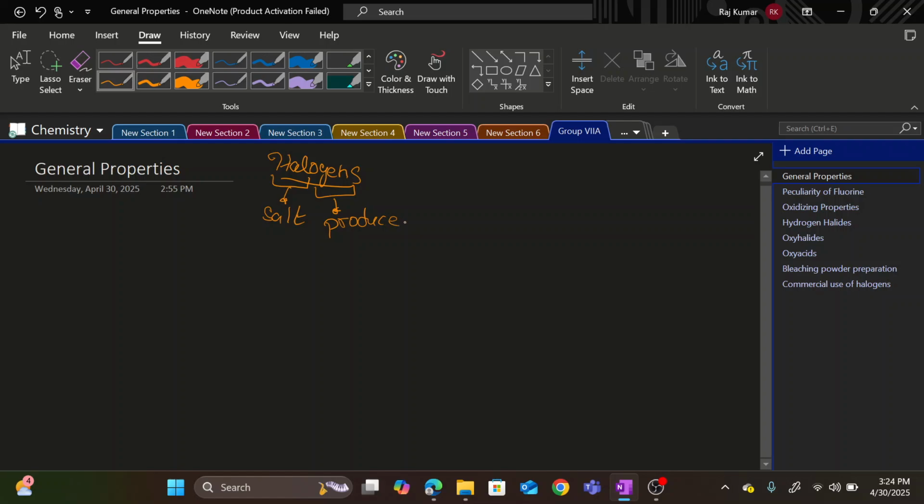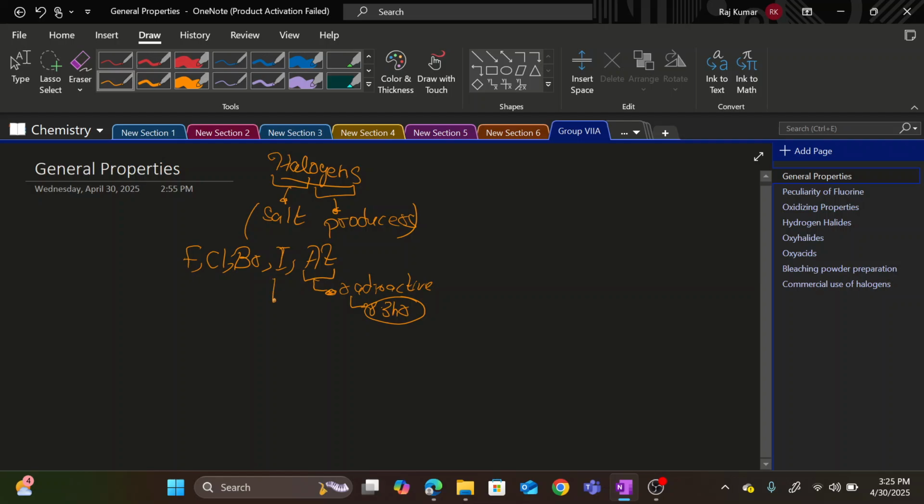They are literally the salt producers because these are from where most of the salt, including the common salt, is made, and these include the elements chlorine, bromine, iodine, and astatine. Astatine is more of a radioactive one. It's a radioactive metal, and its half life is something around 8.3 hours.